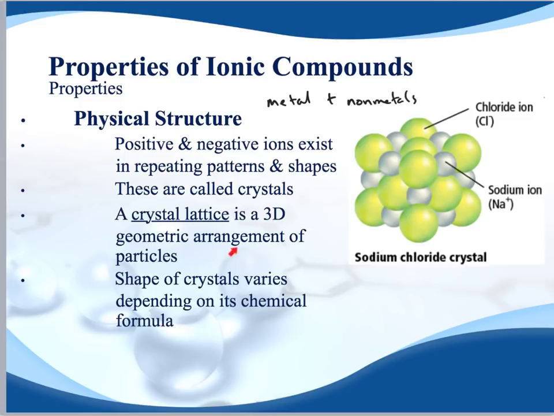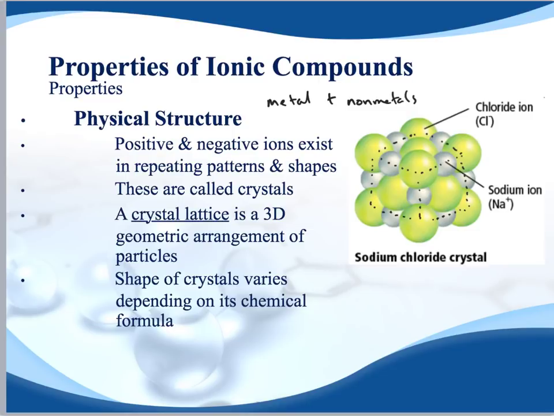It's a 3-dimensional geometric arrangement of particles. This one you may be able to kind of tell if I sort of dot some stuff together here. It forms a nice, clear, 3-dimensional box-shaped pattern. They're not all going to be like this. Sodium chloride's kind of nice. Maybe now you can see the box shape to it. They're not all going to be like that, but maybe now you can see sort of its 3-dimensional geometric arrangement, right? The crystal lattice. The shape of crystal varies depending on the chemical formula, right?